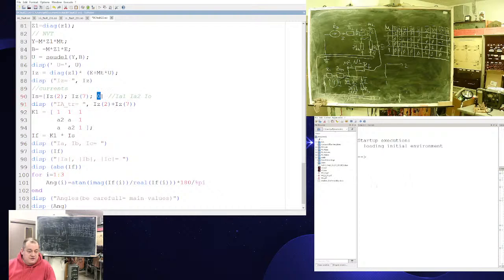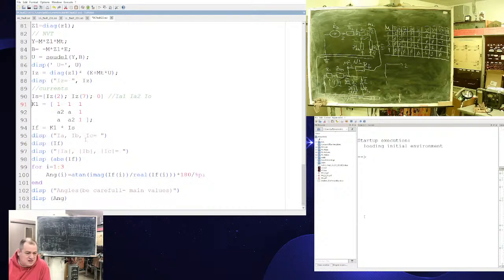Why do I have a 0 here? Our fault is line to line, no ground connection. If no ground connection, no necessity to conduct zero sequence. So zero sequence current will be 0 here. I will remove it, it's only confusing. This one is good.